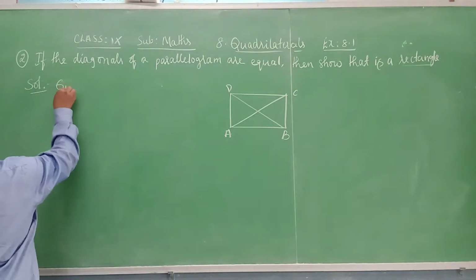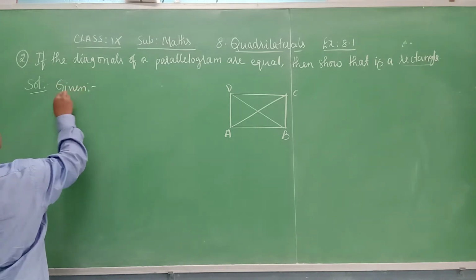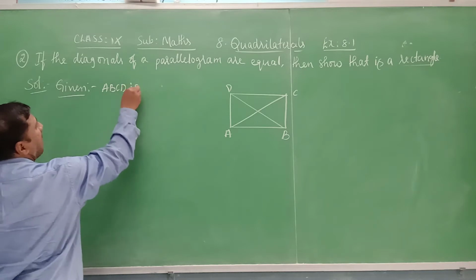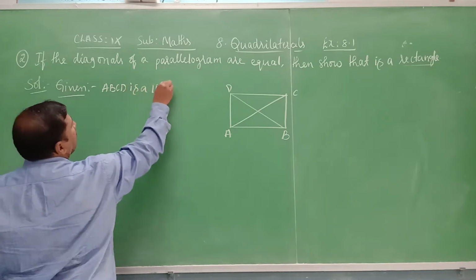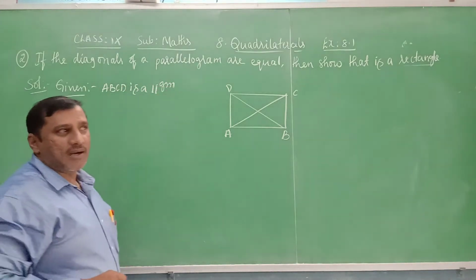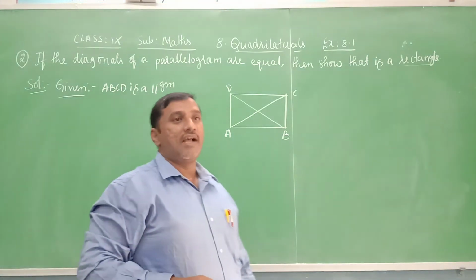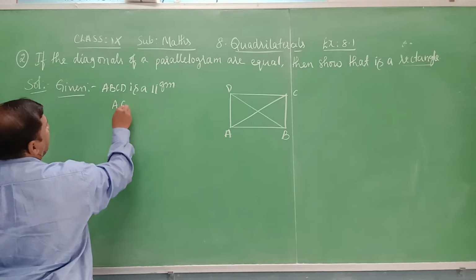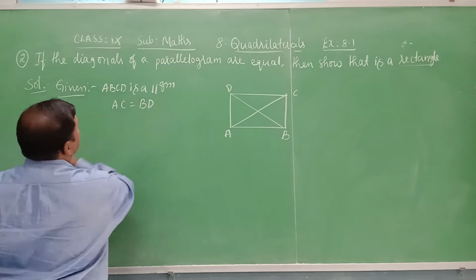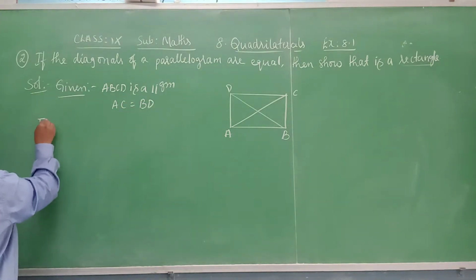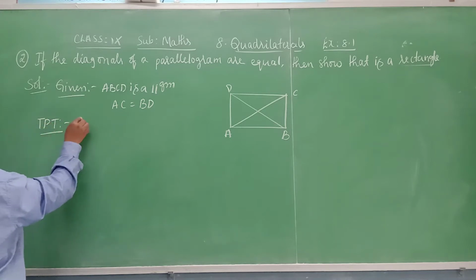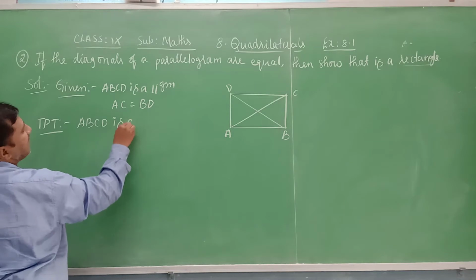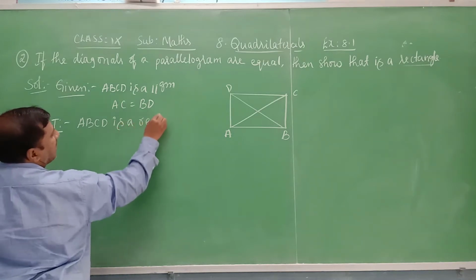So what is given here in this statement? ABCD is a parallelogram. We know that in a parallelogram diagonals are not equal, but it is given that the two diagonals are equal, that is AC is equal to BD, given. What we have to prove? To prove that ABCD is a rectangle.